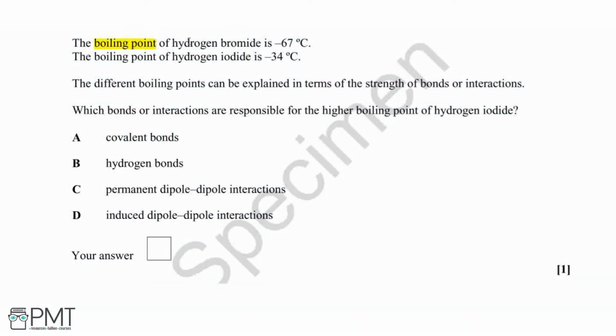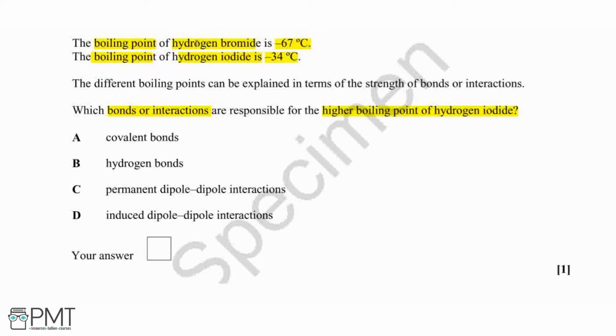The boiling point of hydrogen bromide is minus 67 degrees centigrade, and the boiling point of hydrogen iodide is minus 34 degrees centigrade. And we can explain the difference in these boiling points down to the strength of the bonds or interactions. And for this question, we need to identify which bonds or interactions are responsible for the higher boiling point of hydrogen iodide.